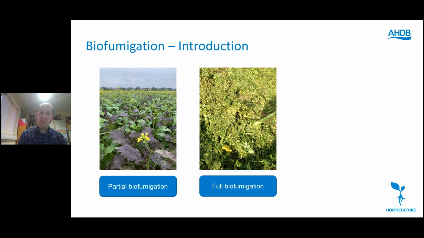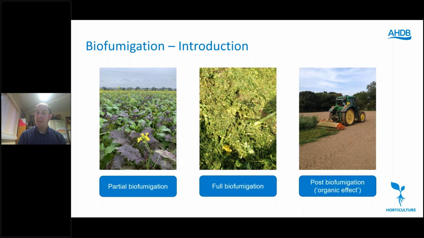So full biofumigation, as I said, involves chopping and maceration of tissue to release all those compounds and expose them to water to get the production of the volatiles. And then the third stage is what's known as post-biofumigation, sometimes referred to as the organic effect. And this is simply that we're adding a lot of organic matter to the soil and a lot of carbon sources, and these carbon sources may be used by microbes that are antagonistic to pathogens, and this has been shown in some work that was conducted in Australia.